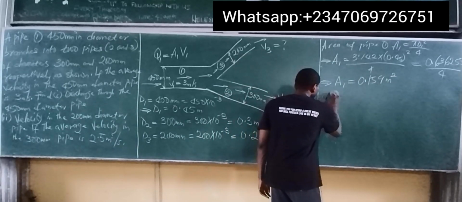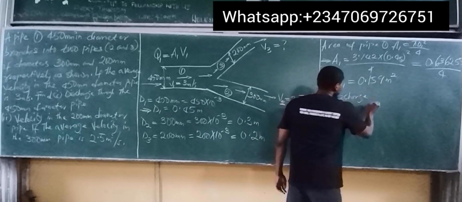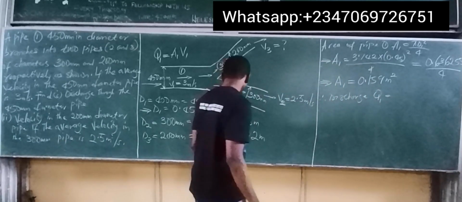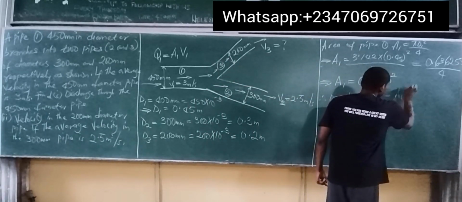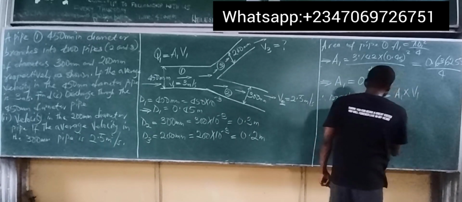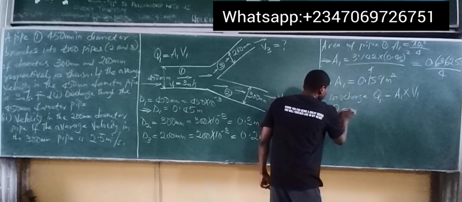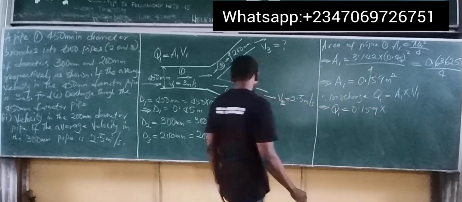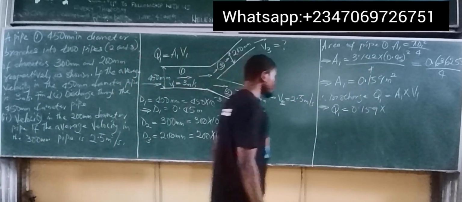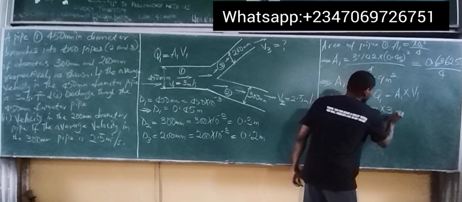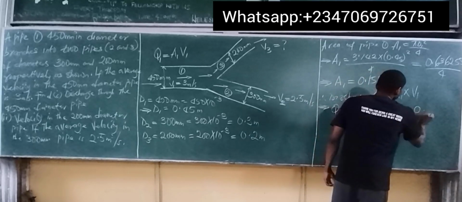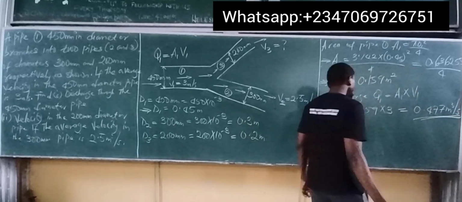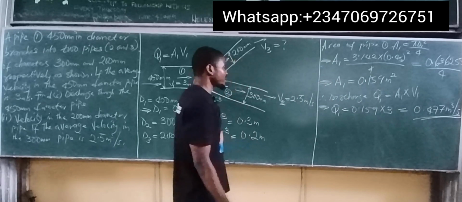Therefore, discharge Q1 is now equal to A1 multiplied by velocity 1. This simply means that Q1 is equal to A1, which gave us 0.159, multiplied by V1, which was given in the question as 3 meters per second. That's the speed of flow through that pipe, multiplied by 3. This simply gives us 0.477 meter cube per second. Therefore, discharge through that pipe is 0.477 meter cube per second.